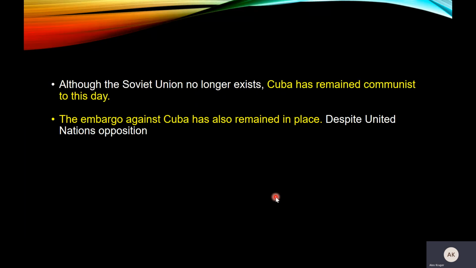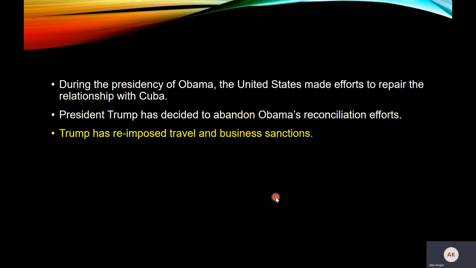So although the Soviet Union no longer exists, Cuba has remained communist to this day, and the embargo against Cuba has also remained in place. Trump has made sure that it's still around. So during the presidency of Obama, the United States made efforts to repair their relationship with Cuba. Obama tried to lift the embargo, but it didn't work out in time. Congress shut it down, and then Trump got elected, and he's decided to abandon Obama's reconciliation efforts, and he's reimposed the travel ban and business sanctions.